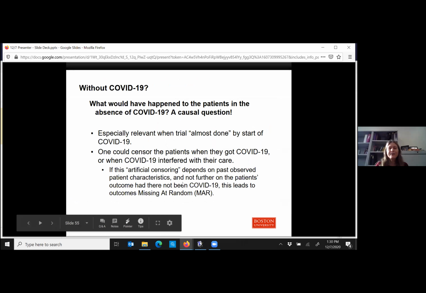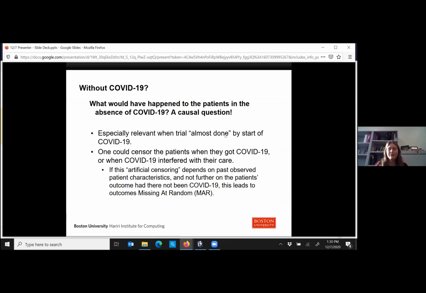So I will start with a situation that is particularly relevant when the trial inclusion is almost done and the follow-up is short, when the trial inclusion is almost done by the start of COVID-19. In that case, we could try to answer a causal question that Ludovic also already has included. What would have happened to the patients in the trial in the absence of COVID-19? And that's a causal question that I really like to answer with a causal inference hat on.